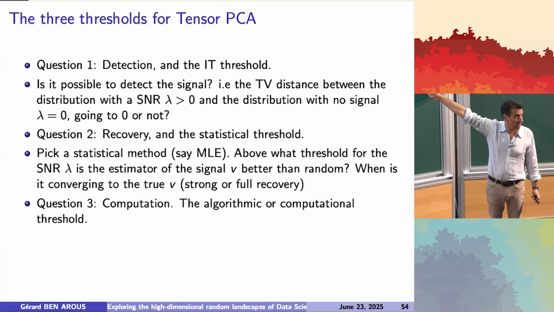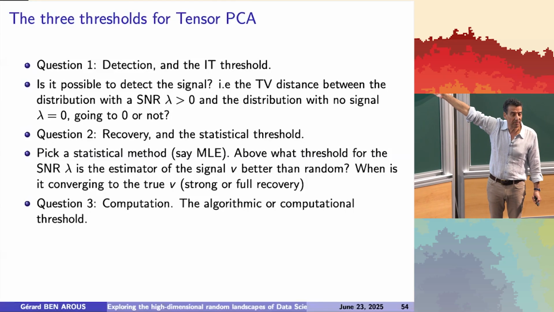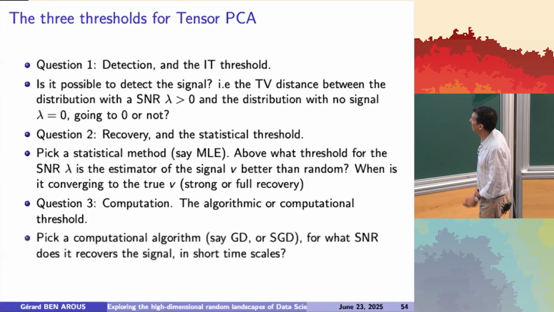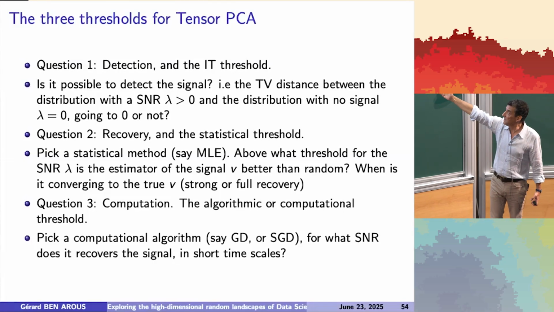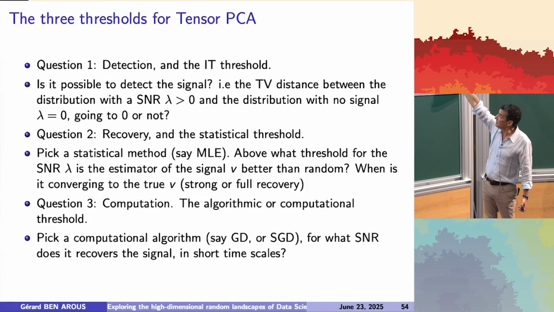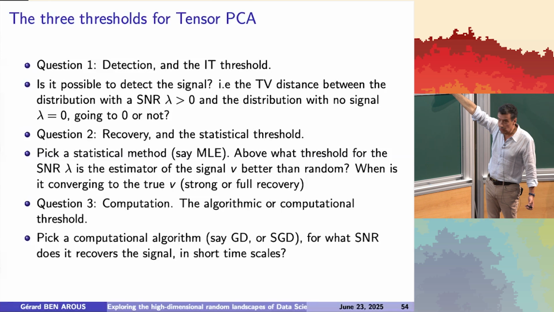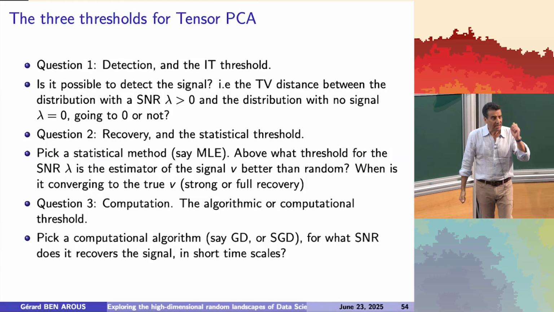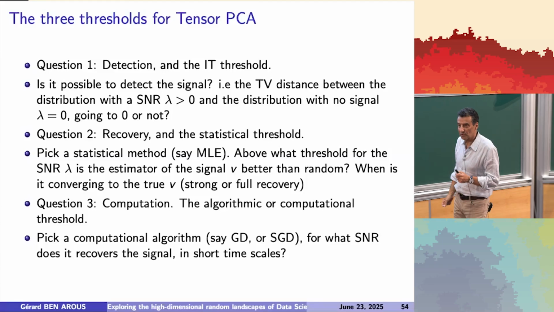computational. How hard will it be to do it? So pick a computational algorithm. Let's say you want to find a maximum likelihood. So you take an optimization algorithm like gradient descent or stochastic gradient descent. For what signal-to-noise ratio does it recover the signal? In short time scales. Those are the crucial words.